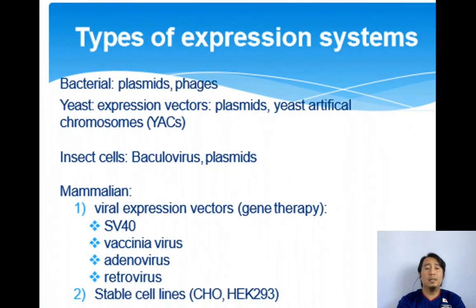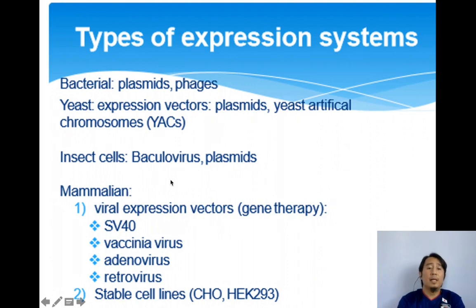So, expression vector ni is basically macam cakap lah, it can be bacteria, it can be yeast, it can be virus, or it can be human. So, you kena pilih ikut kesesuaian, ikut objektif you lah. Okay? And types of expression system. So, bacteria, dalam tu ada plasmid, ada phage. So, yeast ada expression vector, usually plasmid ataupun boleh pakai yeast artificial chromosome. And insect cells, usually we use baculovirus and plasmid. Okay? So, viral vector is a type of expression system lah.